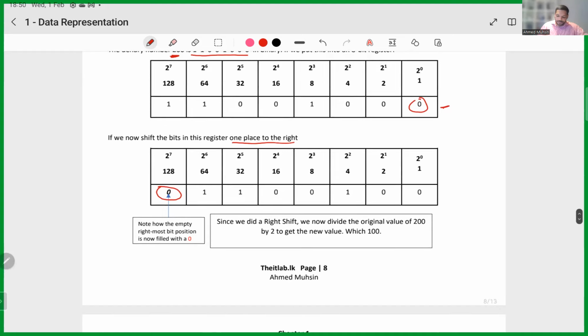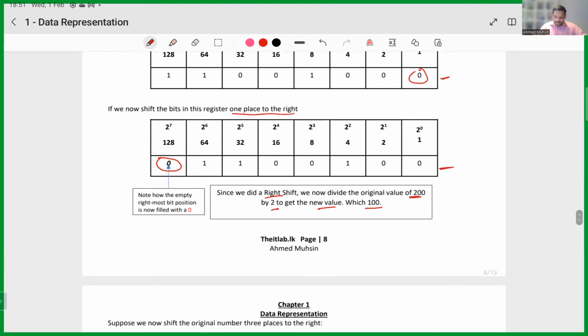Now, since we did a right shift, we divide the original value of 200 by 2 to get the new value, which is 100. If you convert this into decimal, you would get 100. Okay, so far, so good.